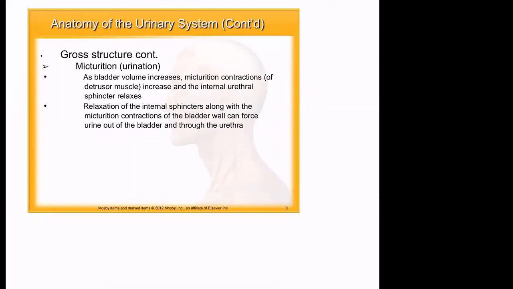Micturition, also known as voiding, also known as urinating, also known as a bunch of other terms. The detrusor muscle, the bladder, is going to squeeze, and the urethral sphincter is going to relax. Initially, the internal one relaxes, and you don't have control over that one. It is only when the external urethral sphincter relaxes that urine is allowed to move on out to the outside world.